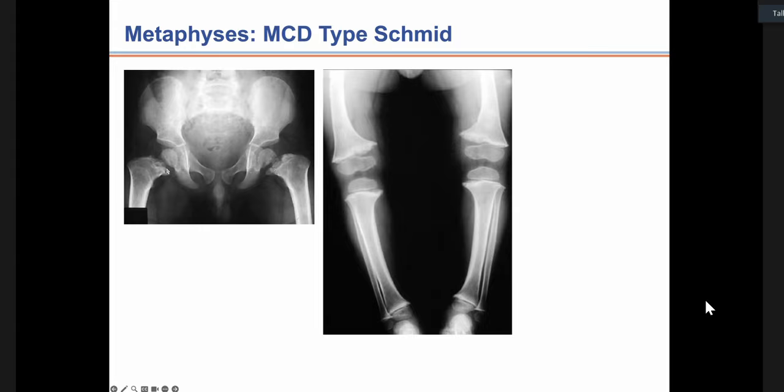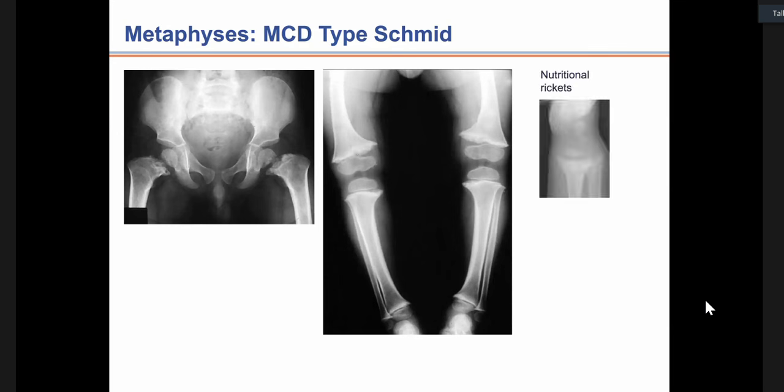When you have a wide growth plate with normal bone density, that's where you want to be thinking about, is this either healing rickets or is this Schmidt? And if the hips look worse or equal to the knees and the wrist is looking relatively normal, it's unlikely to be nutritional rickets. So then think about Schmidt.